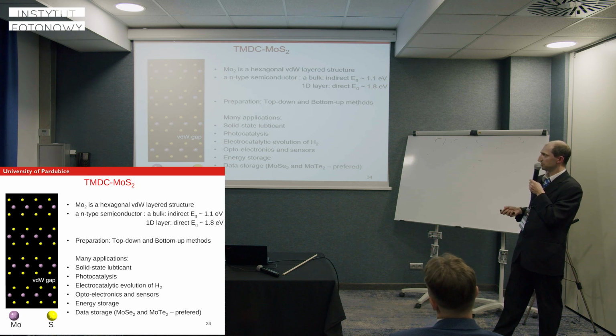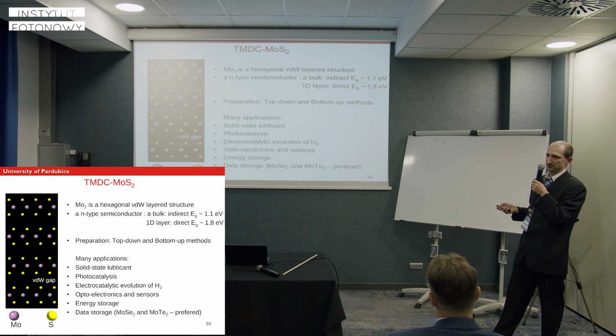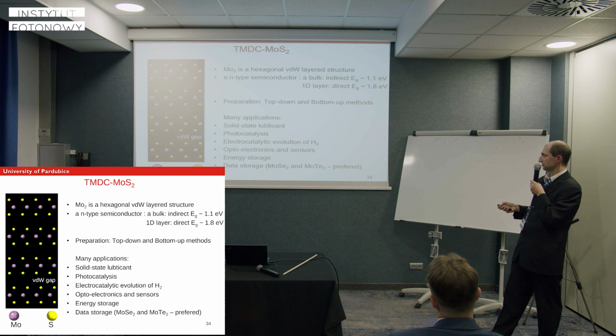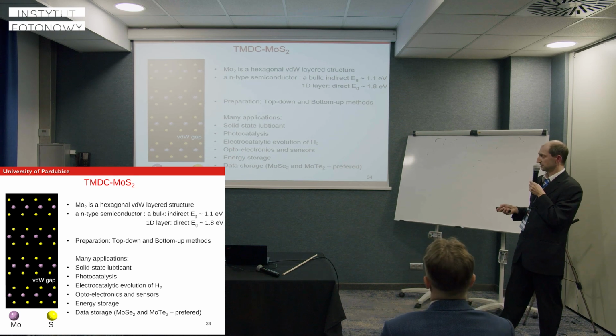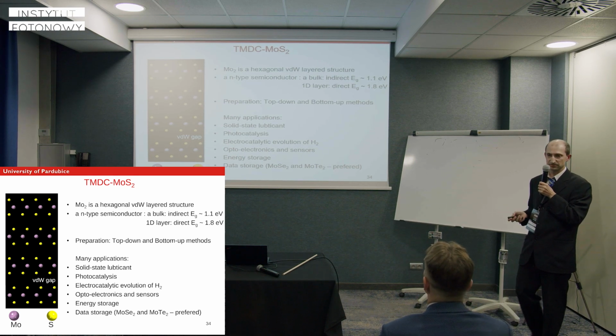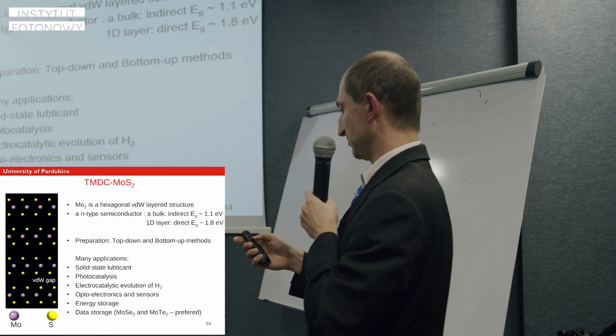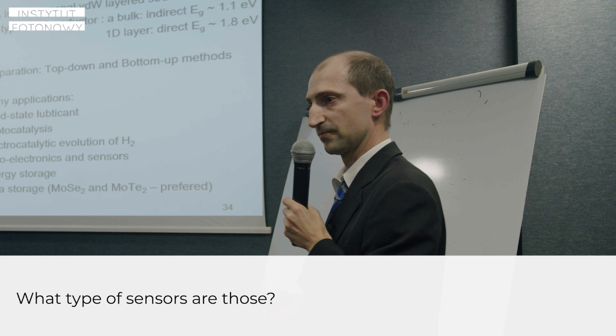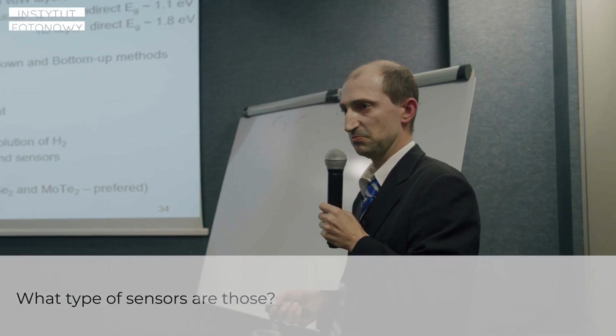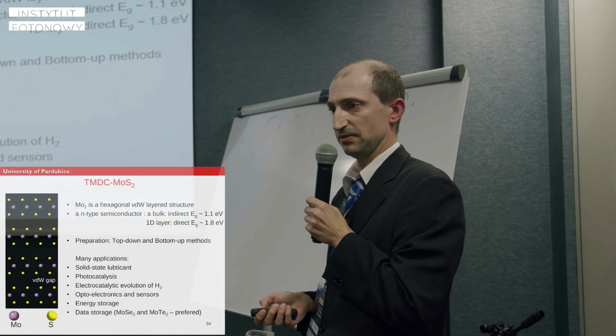And this material has many applications. As a bulk, you can use it as a solid-state lubricant, for example. And then photocatalysis, if it's a single layer or more. Photocatalytic, electrocatalytic evolution of hydrogen. It's important for optoelectronics, actually, and sensors, energy storage, and also for data storage applications. Here we prefer tellurides rather than sulfides, but you can use it as well. And what type of sensors are those? Well, that's many sensors. Biology sensors, whatever. Oh yeah, okay.